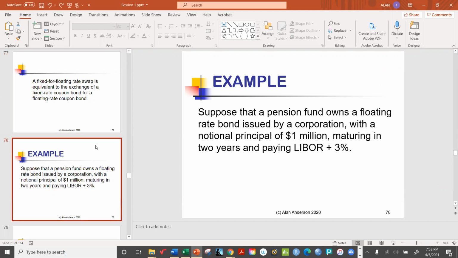All right, so let's look at a few more examples of these swaps, and then we can at least get started with options. So how about this case? A pension fund owns a floating rate bond issued by a corporation where the notional is $1 million and it matures in 2 years and it pays LIBOR plus 3%. Now, from the pension fund's perspective, that means that if rates go down, they'll be earning less money than they otherwise might have from this bond. So they're worried about rates dropping. So they decide to enter into a swap in which they can lock in a fixed rate of interest.